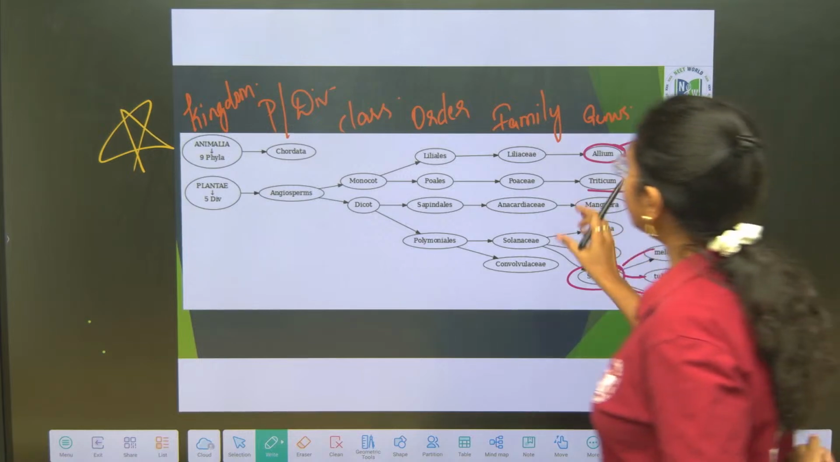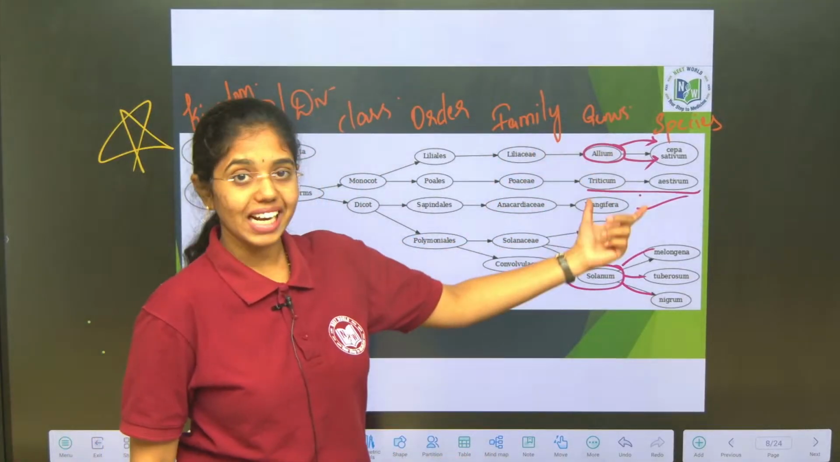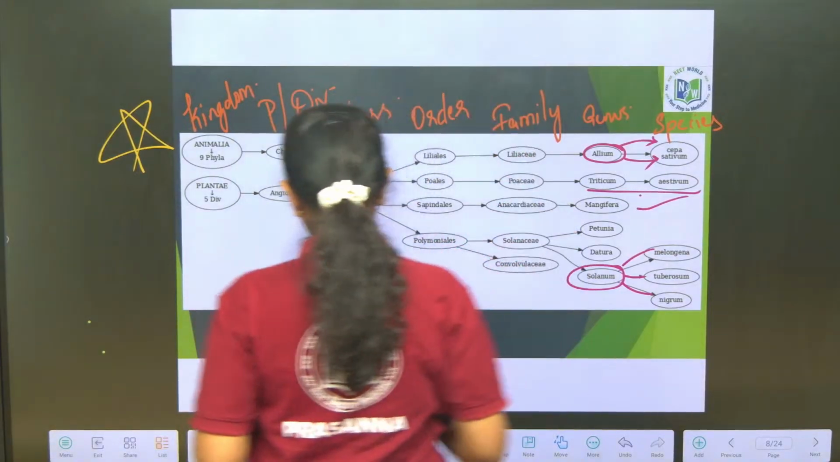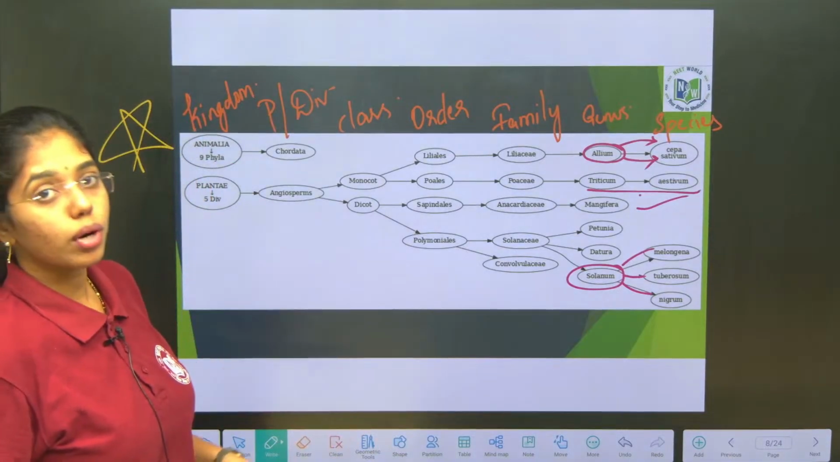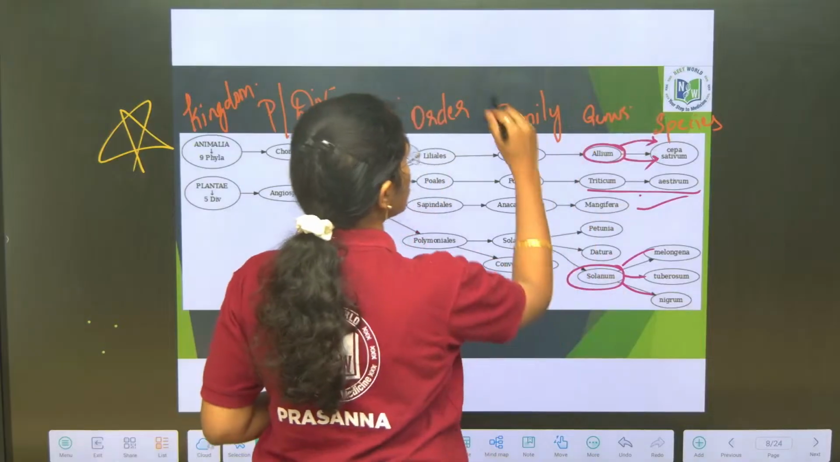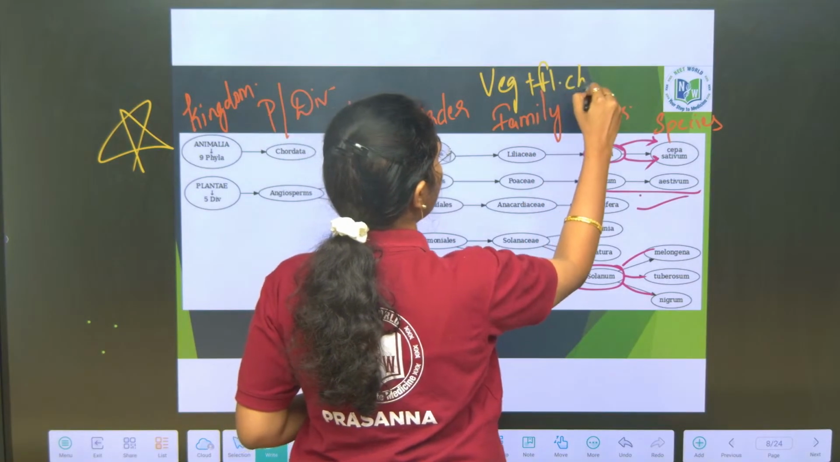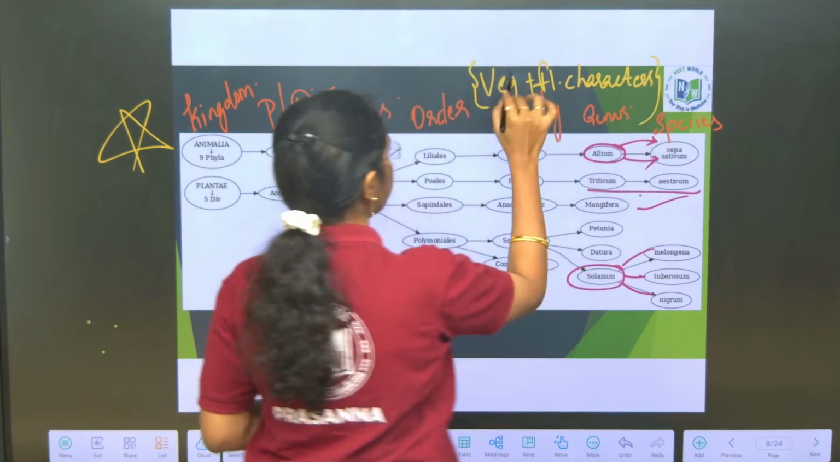Okay. Now we will move to the family. Family includes what, ma? Group of related genera. This shares common vegetative and floral characters. Group of related genera which share similar vegetative and floral characters are kept under family. Okay. Group of related genera which share common vegetative and floral characters are kept under family. Okay.